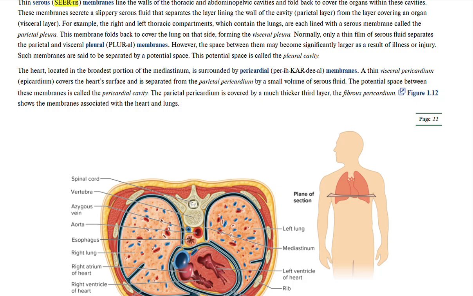Thin serous membranes line the walls of the thoracic and abdominopelvic cavities and fold back to cover the organs within these cavities. These membranes secrete a slippery serous fluid that separates the layer lining the wall of the cavity, parietal layer, from the layer covering an organ, visceral layer.